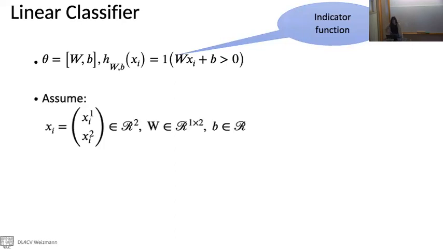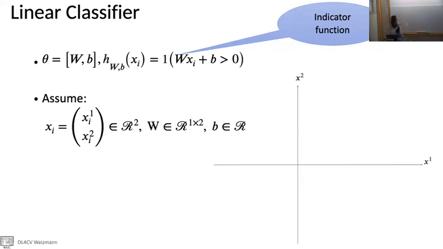So let's see some simple example. Let's imagine that our data point is from dimension 2. So W will be of dimension 1 times D. It's going to be a vector of size D, the same as the data point dimension. And B is a simple number.